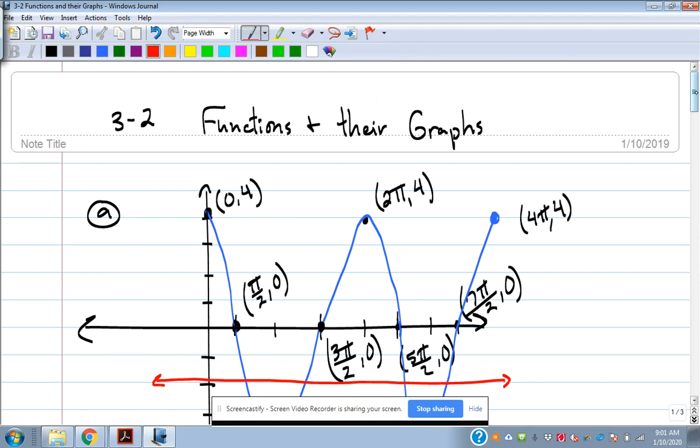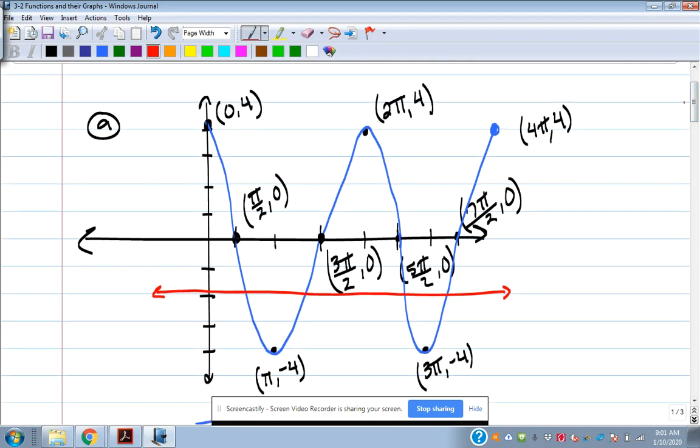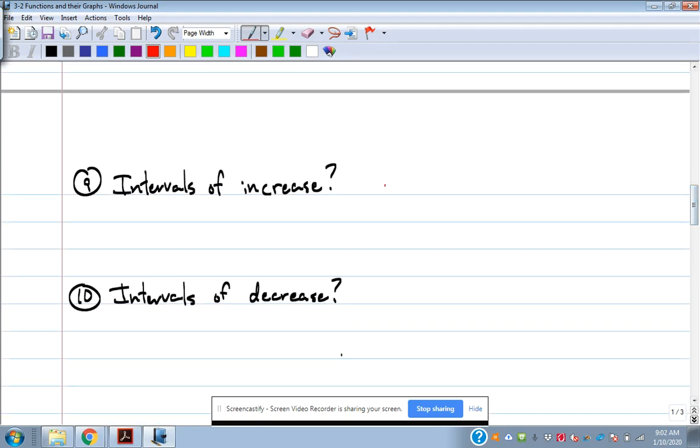Think about when you look at that graph, which pieces of it have a positive slope. Positive slope goes up and to the right, correct? So that's an increasing piece. Where is it increasing? We're going to get the interval for that, and intervals are going to be our X interval. So it's increasing from pi to 2 pi. That's one increasing interval.